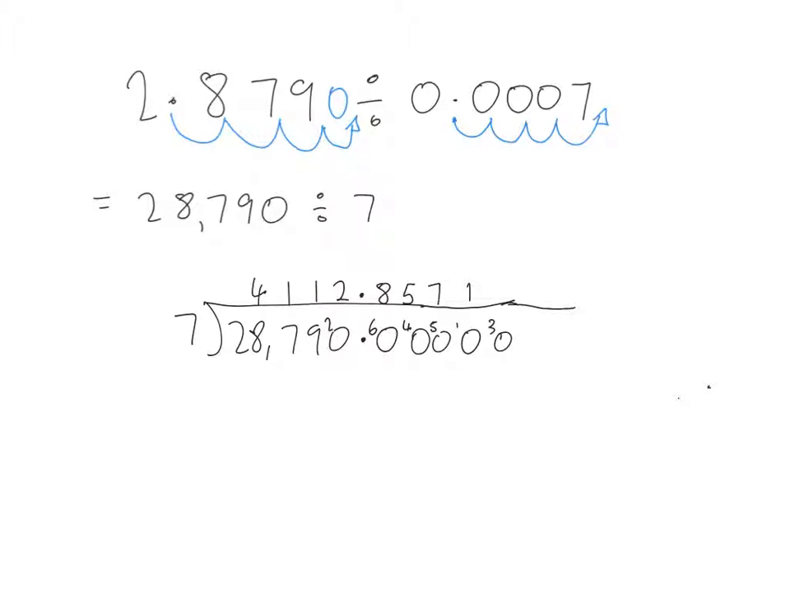7 goes into 30 4 times. 7 4s are 28. So that will give me 2 remainder. 7 goes into 20 twice with 6 remainder. 7 goes into 60 8 times with 4 remainder.